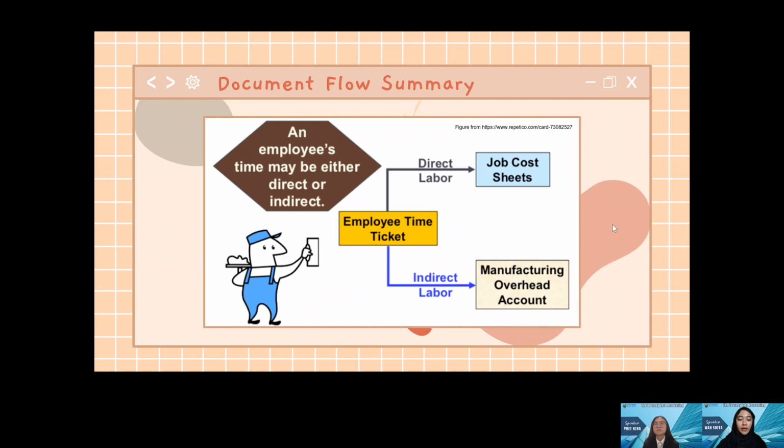Next, we will look through the indirect labor. Indirect labor is the labor of those who are not directly involved in the production of the products. An example would be security guards, supervisors, and quality assurance workers in the factory. Their wages and benefits will be classified as indirect labor. Indirect labor will go to the manufacturing overhead account.